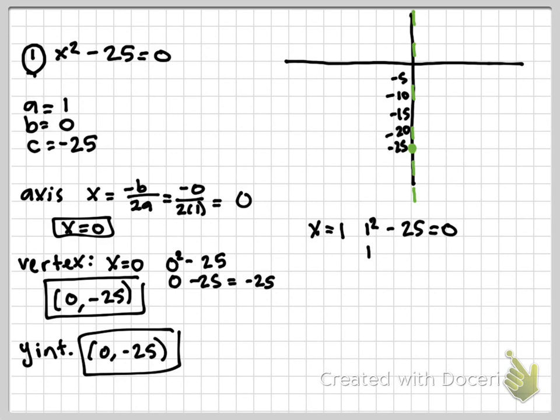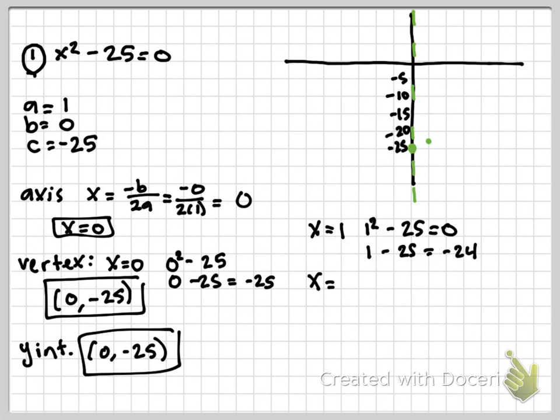So 1 squared is 1, and 1 minus 25 is negative 24. So could I graph a point at 1, negative 24? Sure, that would be like right there, right? All right, let's plug in another one. What if x was 2?